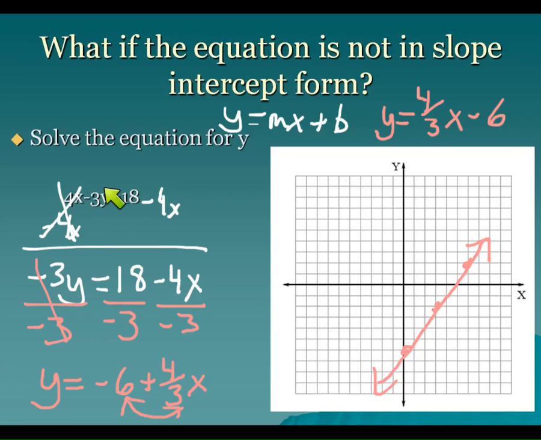So if it's not in slope-intercept form, you just need to solve it to get y by itself. Okay? You need to move the stuff around to get y by itself, put it in slope-intercept form, and then you can graph it. You can't graph it when it was just like this. You don't know what the slope is, you don't know what the y-intercept is.